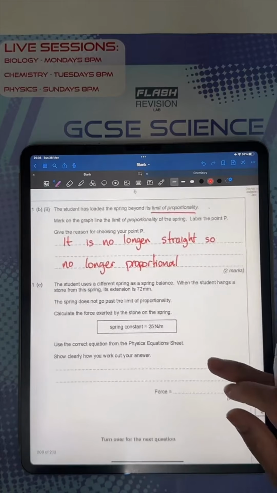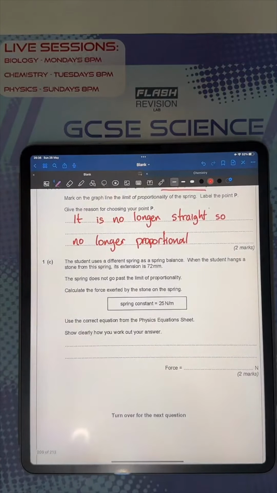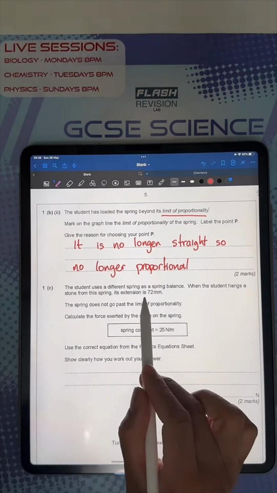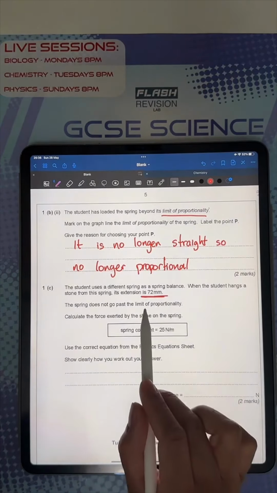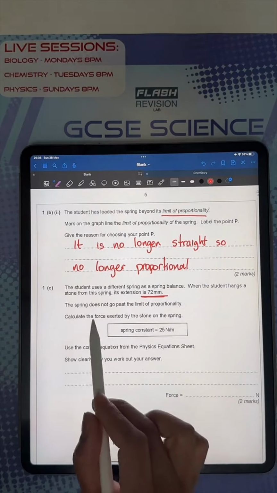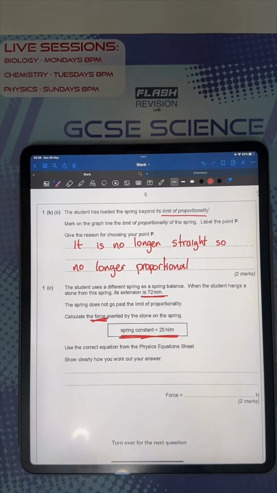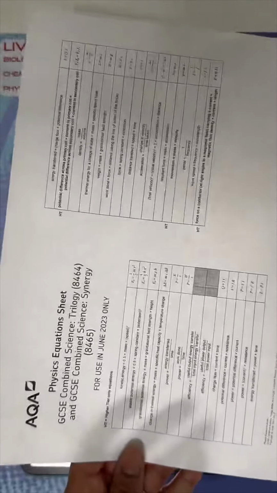Right. Next, we got another calculation here. The student uses a different spring as a spring balance. When the student hangs the stone, its extension is 72 millimeters. It doesn't go past this limit of proportionality. Calculate the force. And we've been given the spring constant here. What equation are we going to use here? Not half ke squared, no. Sorry, let me show you there.